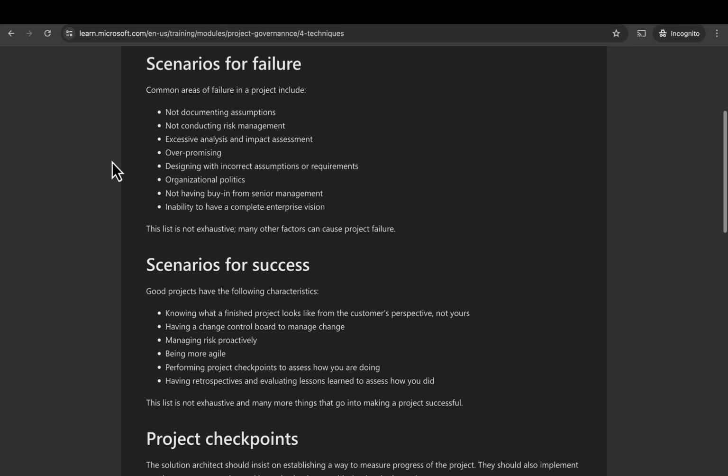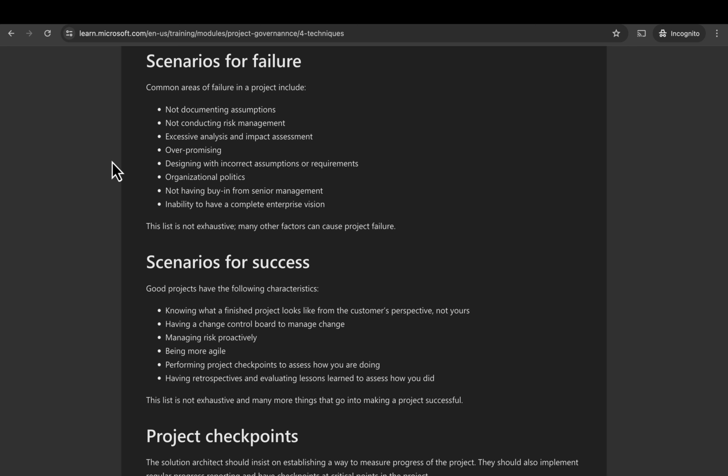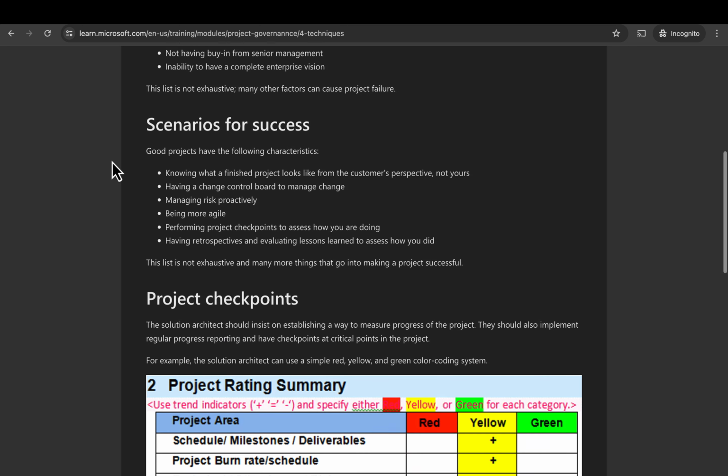Scenarios for failure. Common areas of failure in a project include not documenting assumptions, not conducting risk management, excessive analysis and impact assessment, overpromising, designing with incorrect assumptions or requirements, organizational politics, not having buy-in from senior management, and inability to have a complete enterprise vision. This list is not exhaustive. Many other factors can cause project failure.